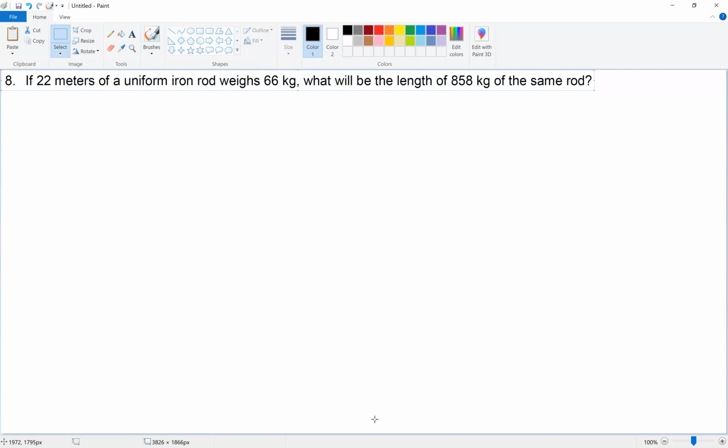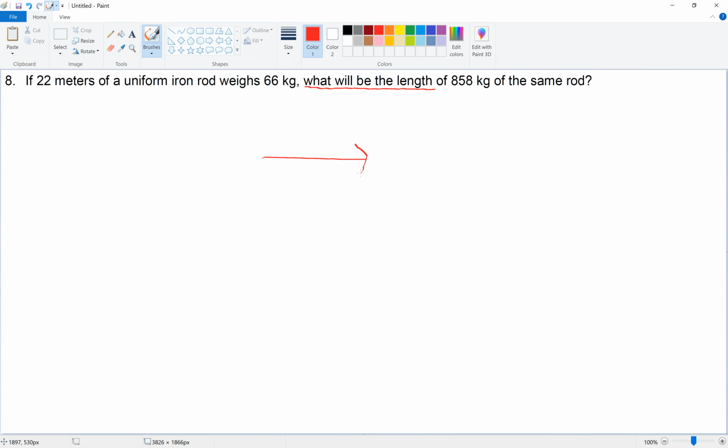Number 8. Nina. If 22 meters of a uniform iron rod weigh 66 kg, what will be the length of 858 kilograms of the same rod? Did you do it? Oh yeah. First, what is the question? What is the length of a 858 kg rod?